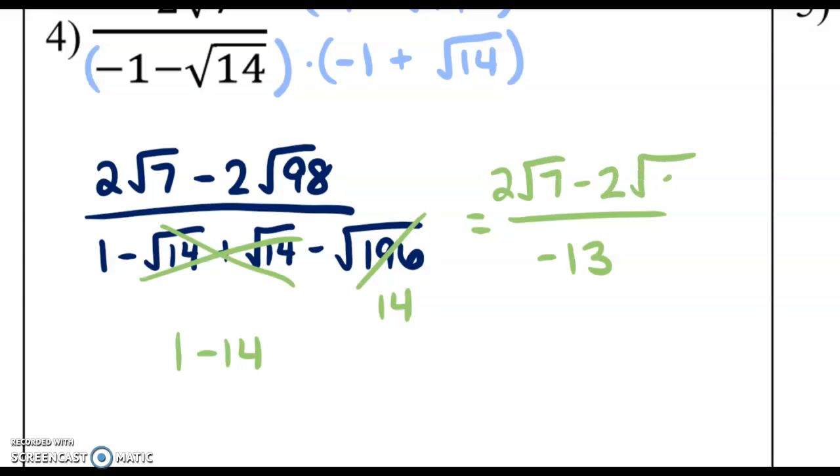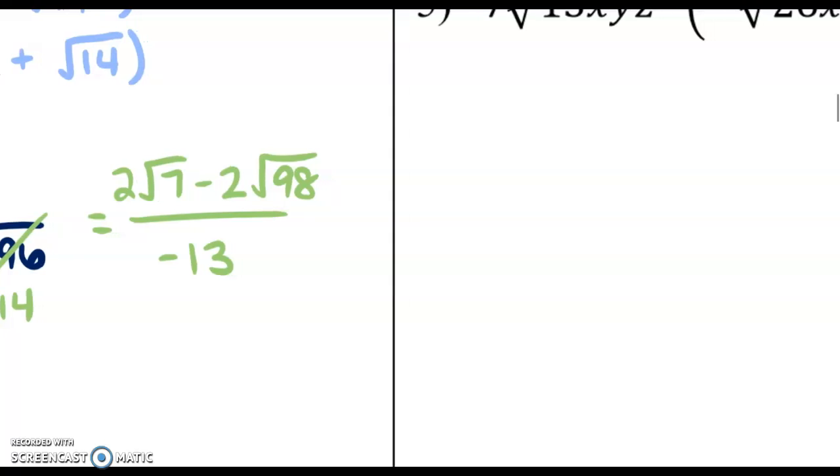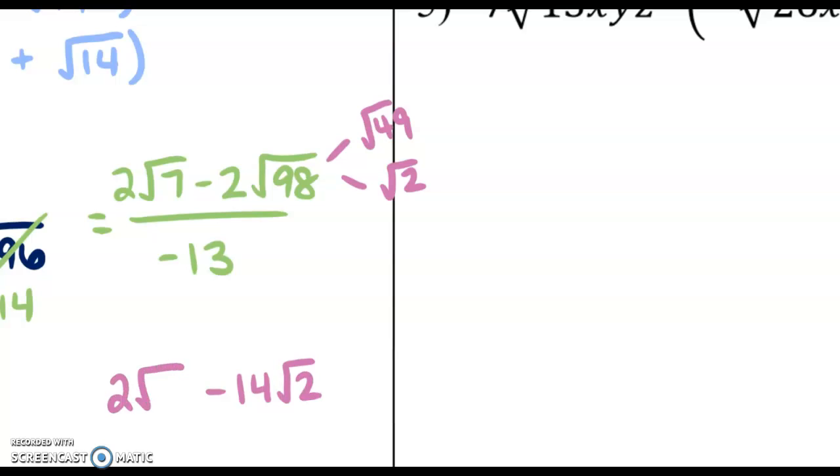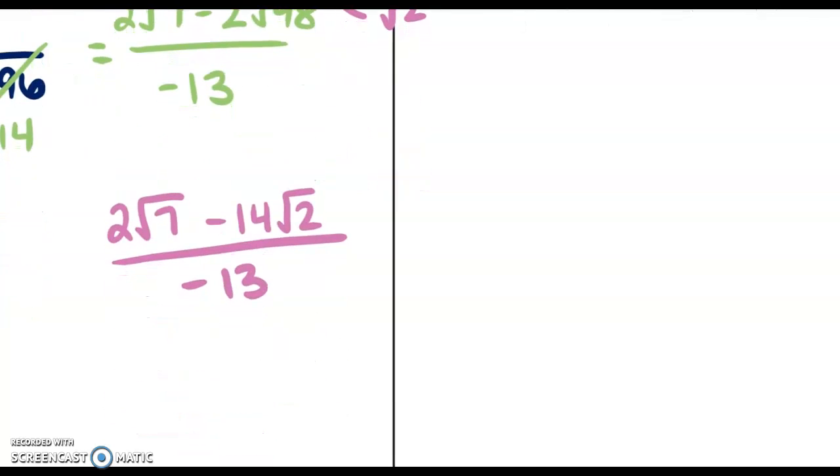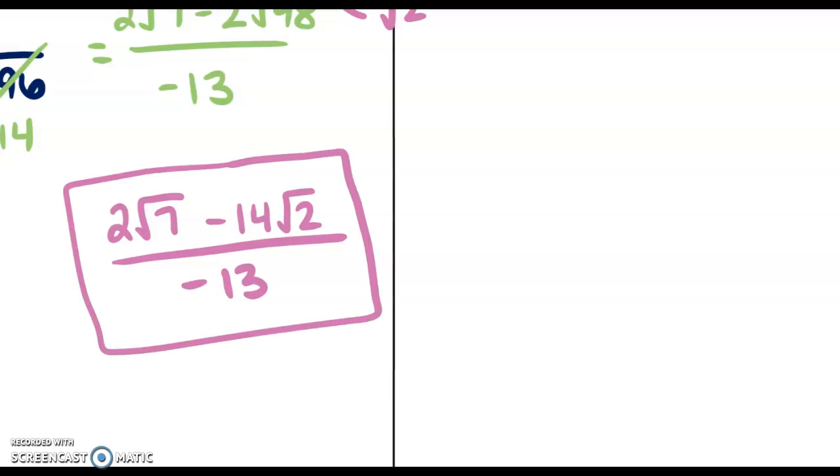Now there is one other thing I have to do with the top. The square root of 98 is not simplified. So I can actually pull out a 49 and the square root of 2. So the square root of 49 is 7. So 7 times 2 gives me that 14, negative 14 up at the top, root 2. And then 2 root 7 gets to stay there, and the negative 13 stays at the bottom. 2, negative 14, and negative 13 don't have anything in common, so I can't simplify using that heart method I had talked about before, so I can't do that. So I am done.